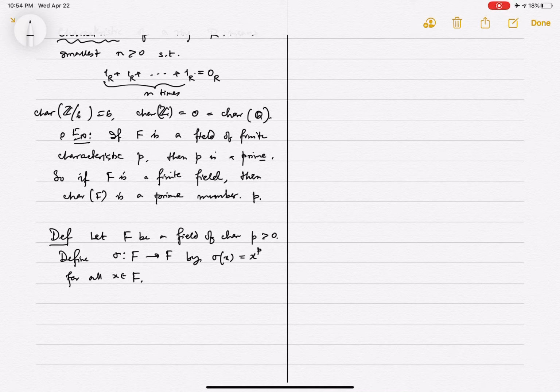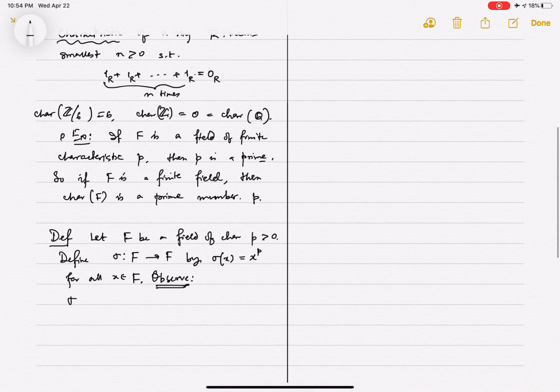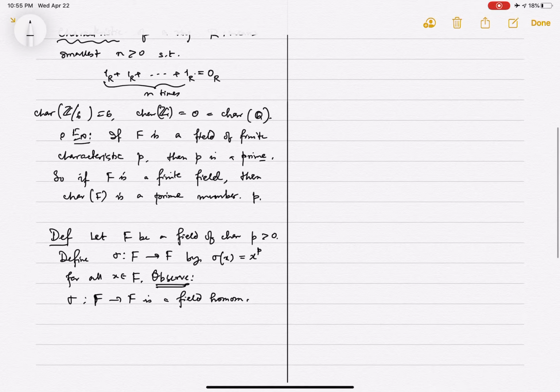Then you observe, this is a silly observation, but it's extremely important, that sigma is actually a field homomorphism. In fact, a non-zero field homomorphism, so it's injective, because 1 goes to 1, of course. Field homomorphism means what? Means it preserves both addition and multiplication.